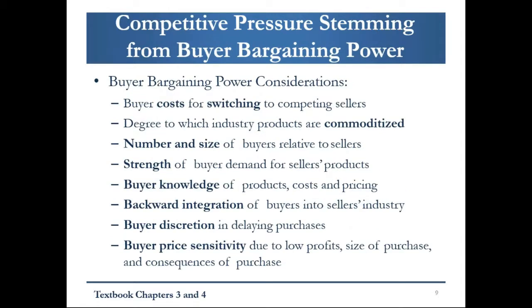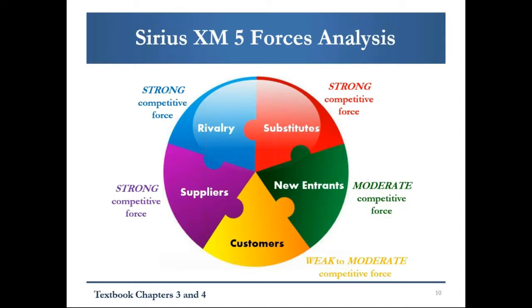Likewise, with respect to buyers, once again, the switching costs: how high are they? When they're very low, the level of competition is much higher. The degree to which the products are commoditized matters too: the more commodity-like they are in nature, the higher the level of competition. The number and size of buyers relative to sellers is the flip side of the issue we just talked about with suppliers. And then the buyer price sensitivity due to low profit, size of purchase, and consequences of purchase.